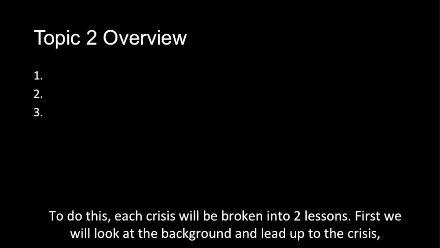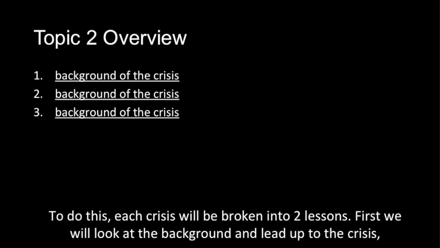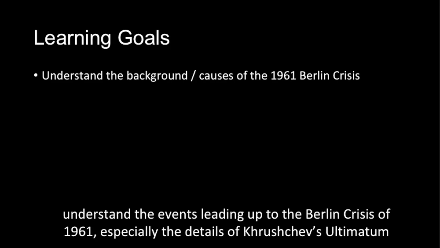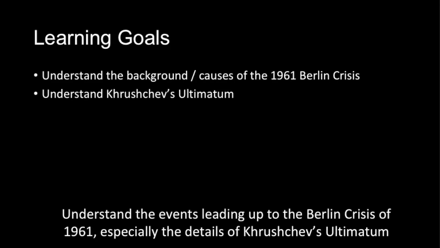To do this, each crisis will be broken into two lessons. First, we will look at the background and lead up to the crisis, and then we will discuss the actual events and consequences of the crisis. By the end of this lesson, you should understand the events leading up to the Berlin crisis of 1961, especially the details of Khrushchev's ultimatum.